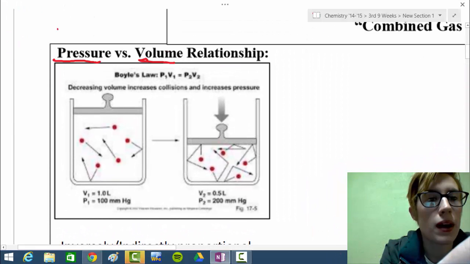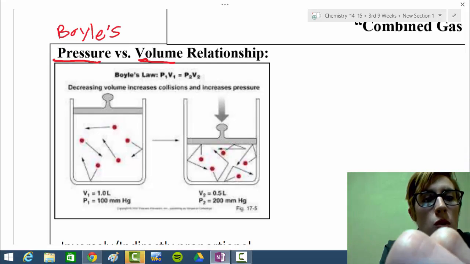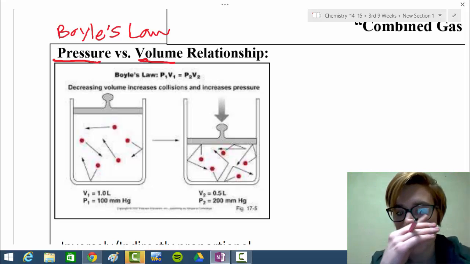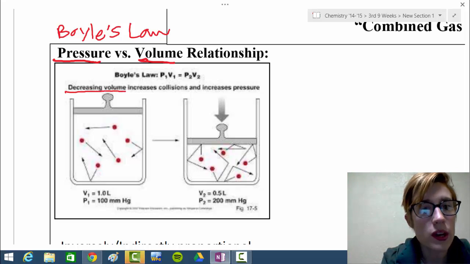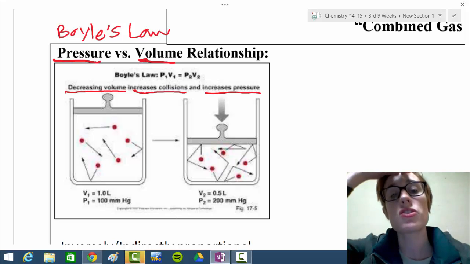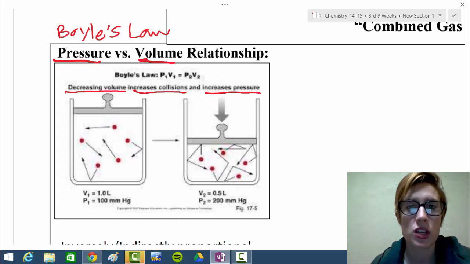So let's look over here at the very first picture, pressure versus volume. A scientist by the name of Boyle, B-O-Y-L-E, came up with a law about how pressure and volume are related to each other when it comes to gases. And it's stated right here. It says when you decrease the volume, you increase two things. You increase collisions and you increase pressure. Collisions and pressure are kind of the same thing. Pressure just means the amount of force of an object on something else.